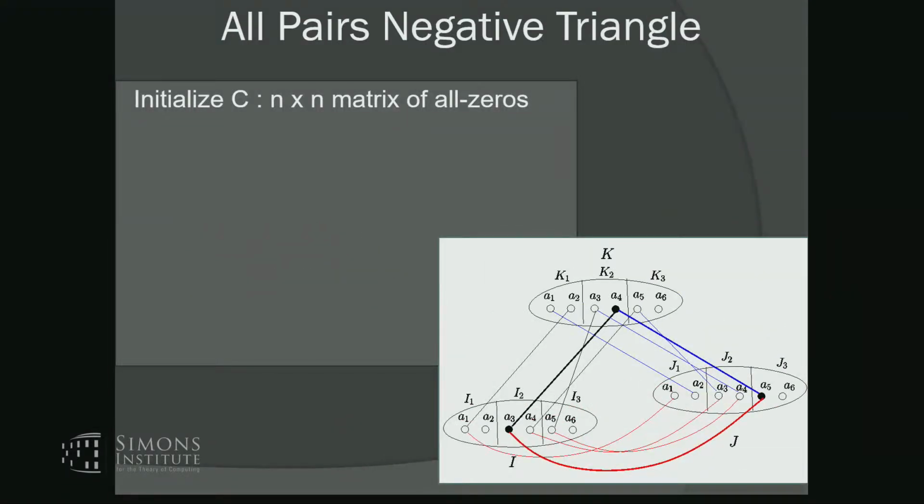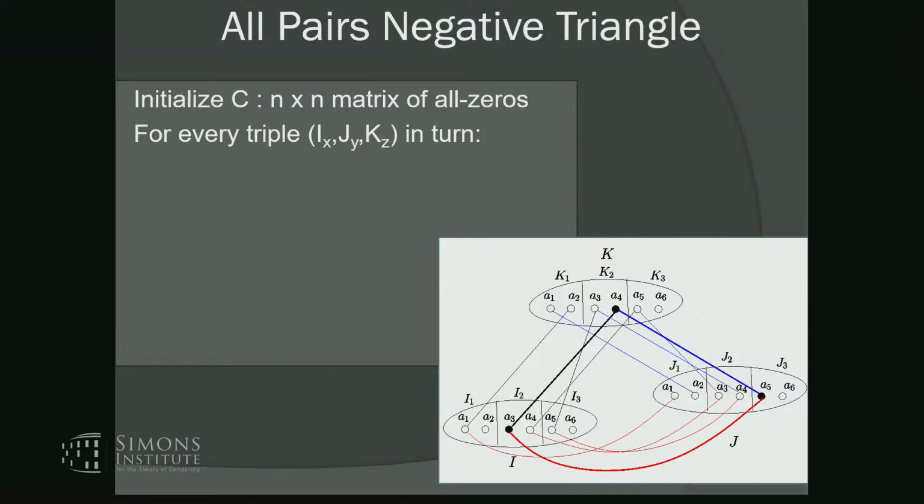So what we do is, remember again, we're trying to solve all pairs negative triangle. So our output is going to be an n by n matrix where every entry of the matrix is going to correspond to, is there a negative triangle that contains this particular pair of vertices? So we're just going to initialize our matrix to be all zeros, and then we're going to gradually fill it in.